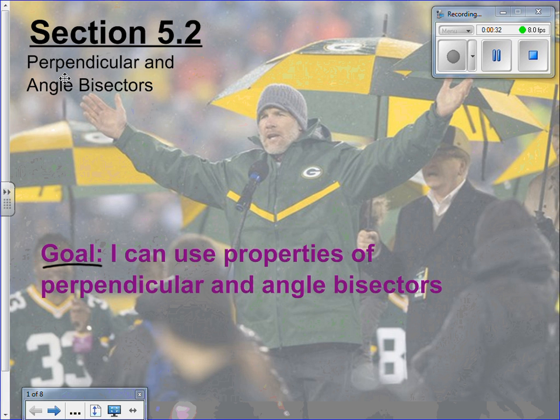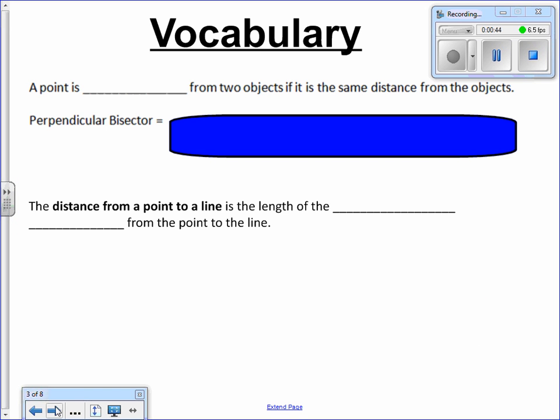But to get back to what we're supposed to be doing here, the goal is I can use properties of perpendicular and angle bisectors. So we're going to use different properties of the perpendicular and angle bisectors. Make sure you have that goal written down, please, so you can self-assess yourself on that. We're going to skip ahead, though, to a couple of vocabulary terms.